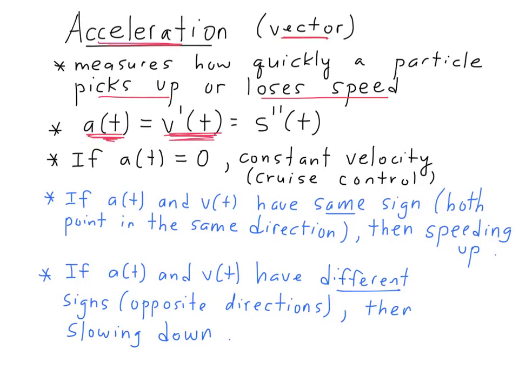Well, this is going to be the rate of change of the velocity. So v'(t), the derivative of the velocity, which means it's also the second derivative of our position function. Now understand what it means if our acceleration is equal to 0. It means we have constant velocity. And if we have a constant velocity, it's kind of like setting the cruise control on your car. You're not speeding up, you're not picking up speed, you're not losing speed. You're maintaining a constant velocity.